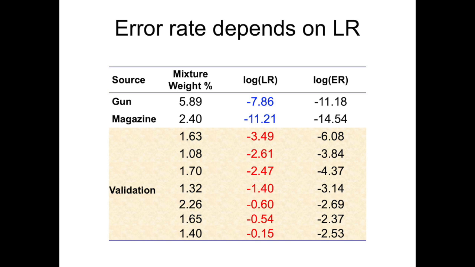Why? Because the further you go to the extremes, away from 0, the smaller the area under the curve. So the error rate depends on magnitude, both on first principles and inequalities, and just based on what an error rate is: the area under the curve. Here we showed that in the case with mixture weights of 5 and 2.5%, these are the log LRs, and those are the log of the error rates. In the validation study, these were the log LRs, which tend to be much smaller, and the error rates are also much smaller. So that's what we're seeing, looking at the actual distributions.